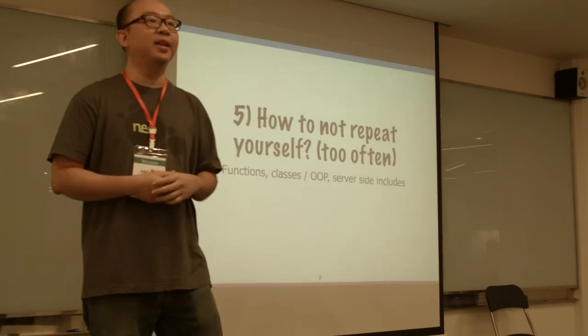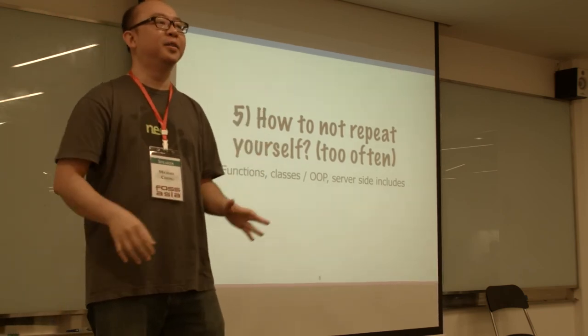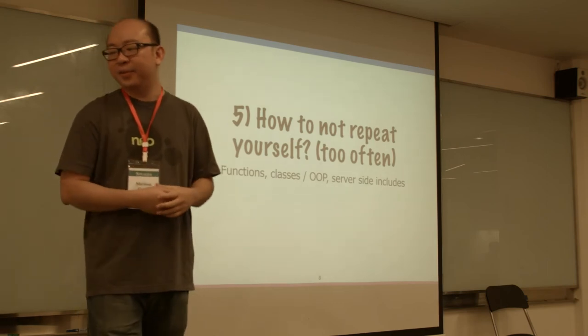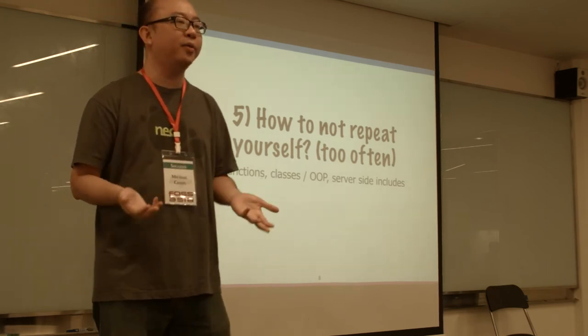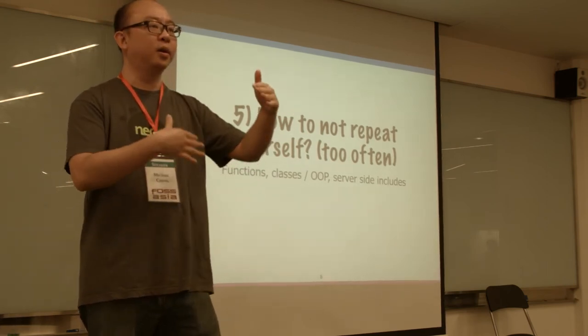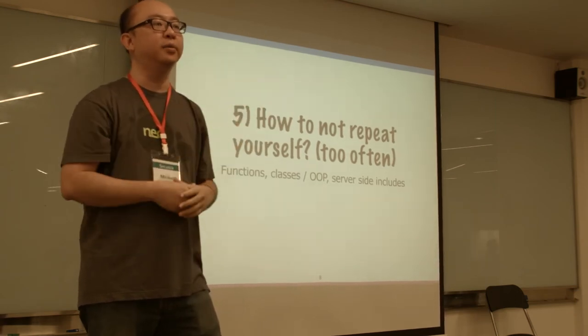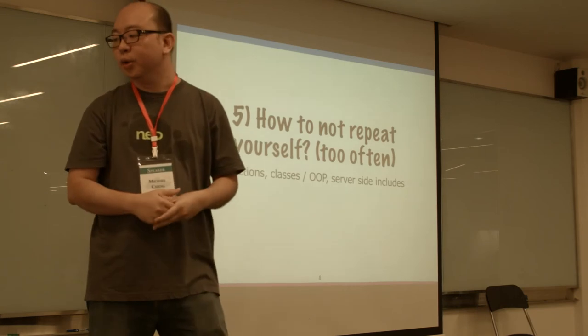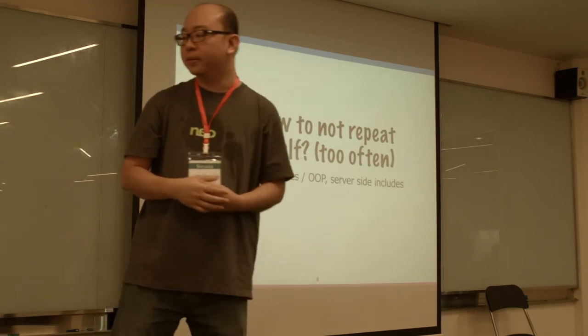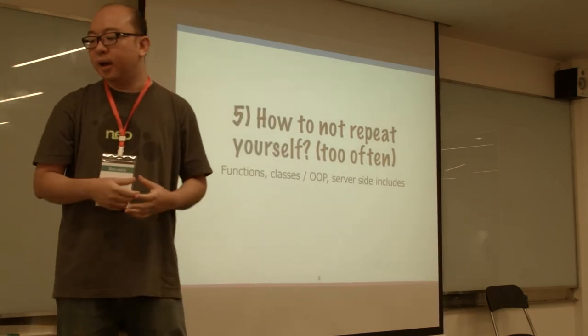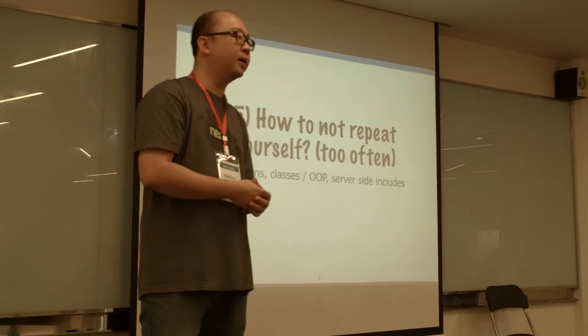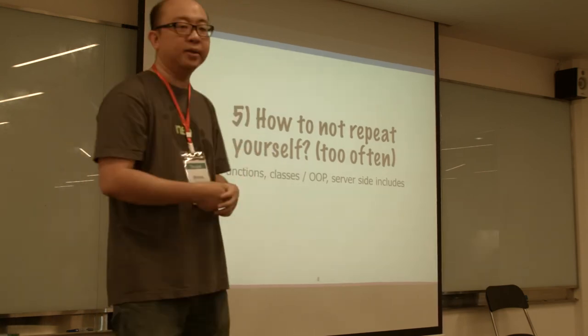And the last part is the don't repeat yourself layer, too often, right? So stuff like functions. How do you create functions? Functions are a group of programming code that's grouped together and can be called together, and the results can be returned and used in a subsequent piece of code. So functions. How do you get classes? Classes are another good way of not repeating yourself.